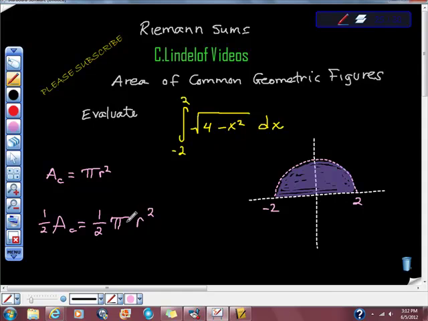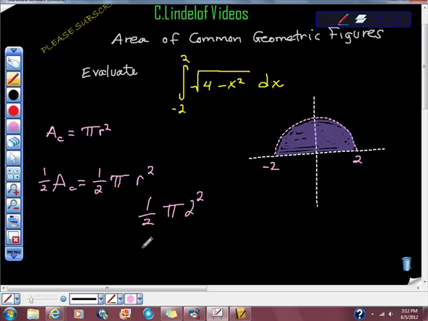And 1/2 pi r squared would be 1/2 pi. R squared is 2, right? No, it's not. Are you kidding me? Pi r squared is, here's our r squared. Sorry, you guys. Forgive me. I'm getting tired. 1/2 pi times 4. 1/2 of 4 is equal to 2 pi.